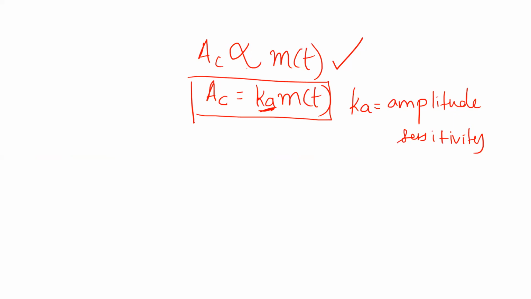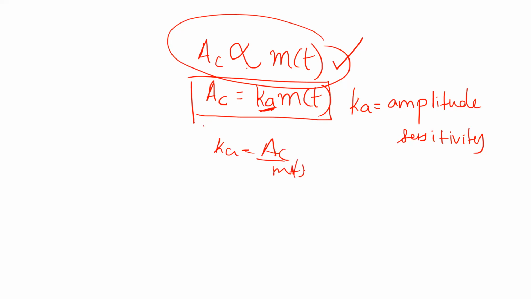Post this, your carrier signal, as I told you, will always change its amplitude with the message signal. Therefore, you can say Ac is directly proportional to m(t). Ac is equal to Ka into m(t), where Ka can be told as Ac by m(t), and your Ka is defined as amplitude sensitivity. Always mention which kind of sensitivity. Don't just mention sensitivity.